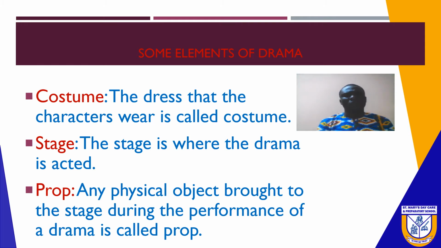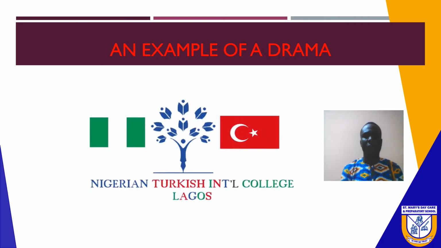We also have what we call prop. And a prop is a physical object that is brought to stage. Props are the things that are being used for the drama. For example, we can have a chair, we can have table, we can have speakers, we can have canopies, we can have pencils. All these physical objects, all these physical things that are being used are what we call props.